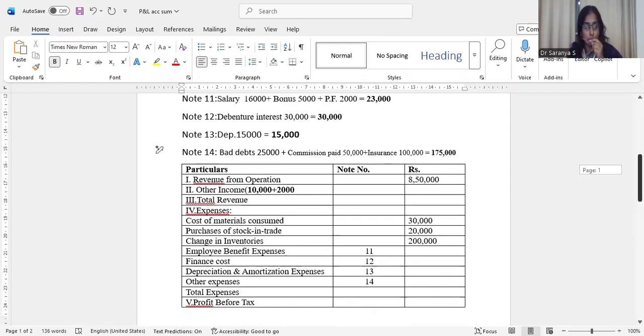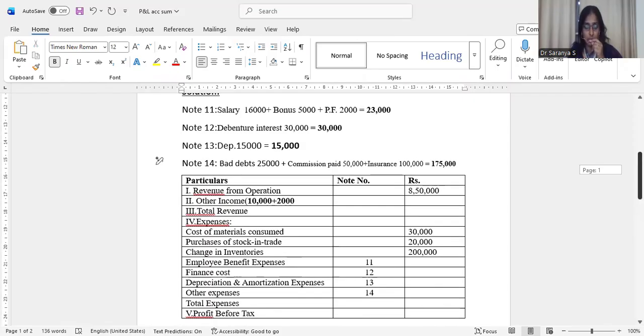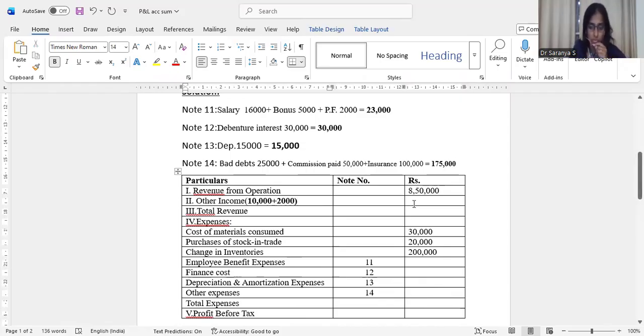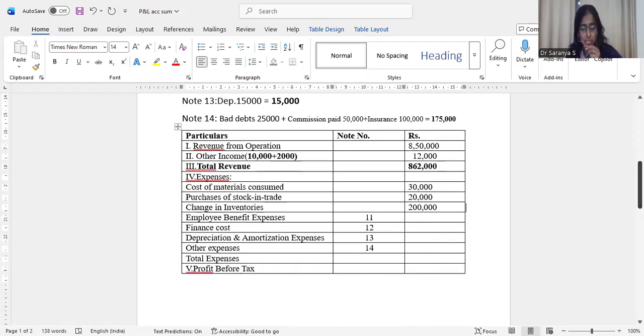After getting this, now we will start filling the template. First, revenue from operation, which we got straight away from the question, 8,50,000. Other income, we have 10,000 plus 2,000, so here we will write 12,000. So total revenue is the third point. That has become 8,62,000.